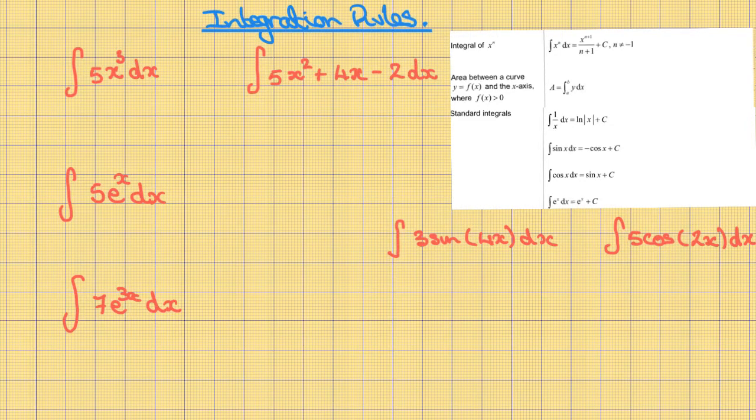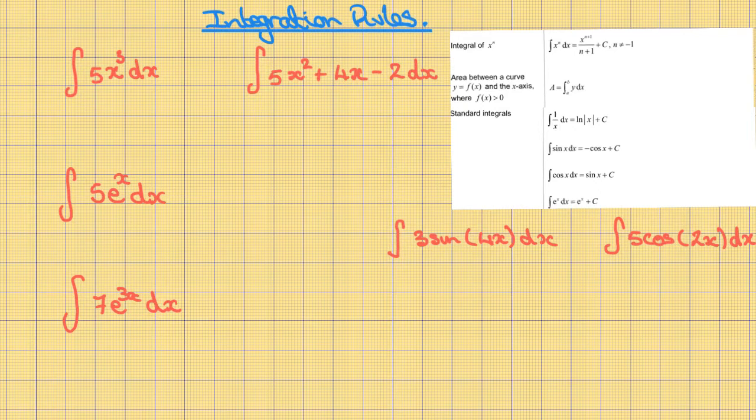Integration rules. In this video we're going to go through examples of how to integrate various functions. Remember that integration is the opposite of differentiation and finds the area under a curve. So number one, to integrate 5x cubed dx, add 1 to the power, divide by the new power.